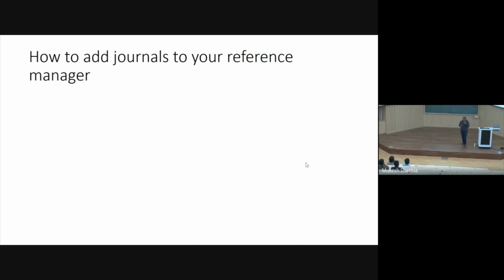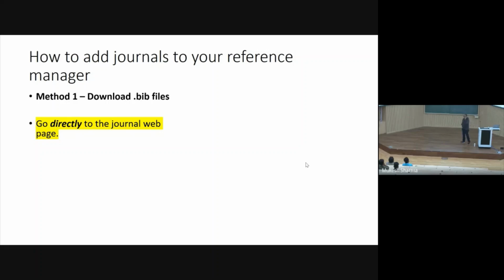If you're new to the research field, familiarize yourself with what .bib files, BibTeX libraries, and bibliographies are. So how do you add journals to your reference manager? The first thing you can do, the more technical way, is to download the .bib files themselves. And how do you do that?